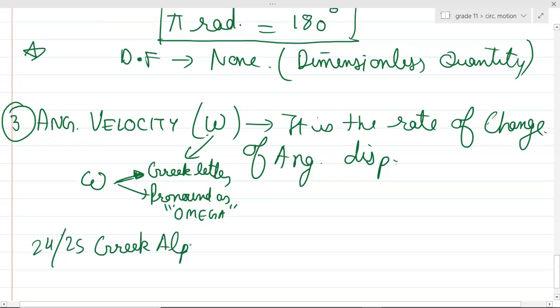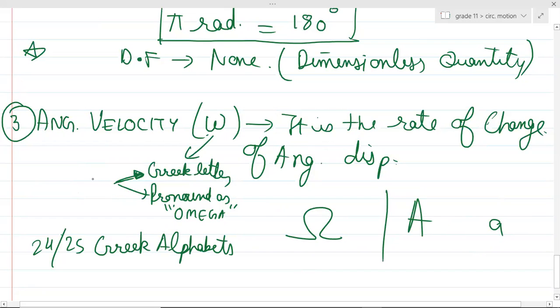Sir, but that is not the symbol for omega. This is also a symbol of omega. This is also A and this is also A, if you remember. Yes or no? So similarly this is also omega and this is also omega. You understood the same thing?